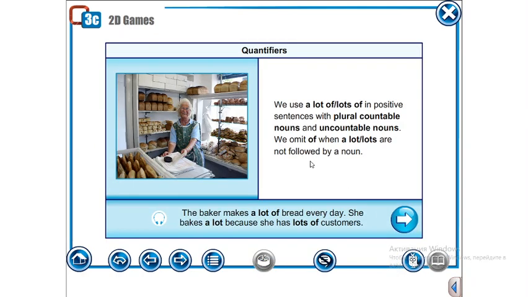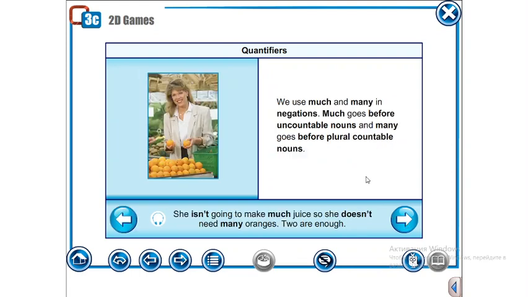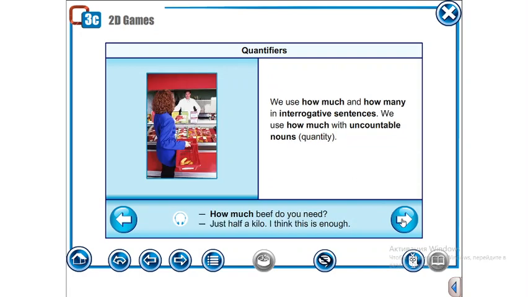Quantifiers. We use a lot of in positive sentences with plural countable nouns and uncountable nouns. We omit of when a lot is not followed by a noun. The baker makes a lot of bread every day. She bakes a lot because she has lots of customers. We use much and many in negatives. Much goes before uncountable nouns and many goes before plural countable nouns.